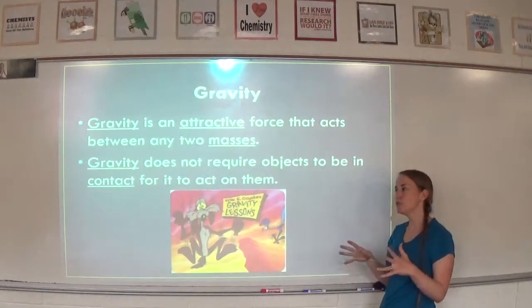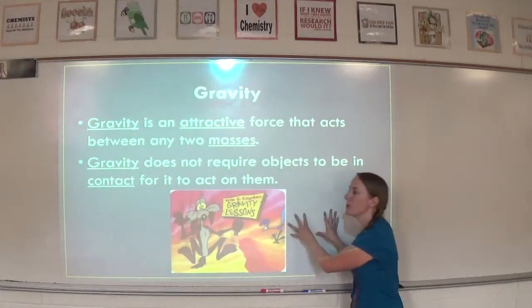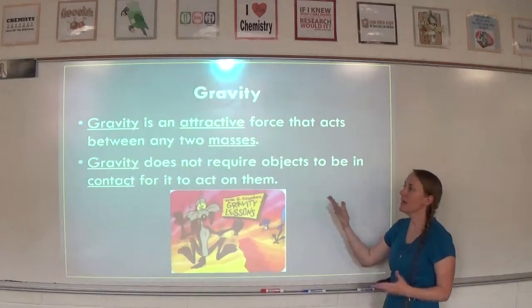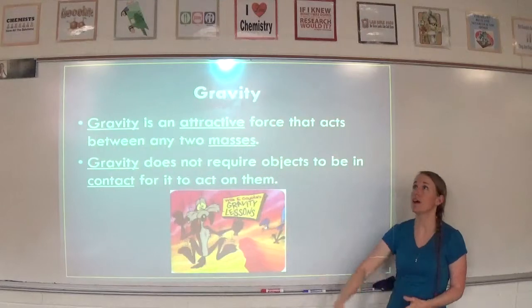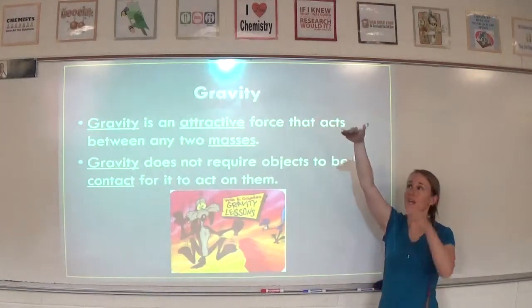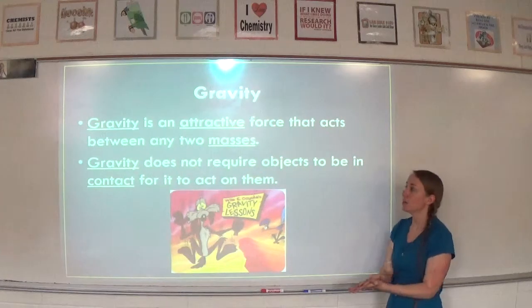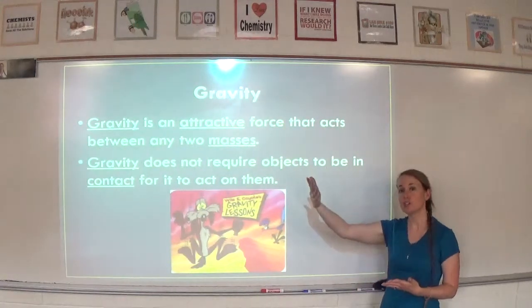All right, so a lot of the forces we've been talking about are where we're touching, like we're pushing something, we're pulling something, we're rolling something. Well, gravity happens even if we're not in contact. So if I fly all the way up in an airplane and I'm not even in contact with the Earth, if I jump out, the Earth is still going to pull me back. Okay, so gravity can act over large distances.